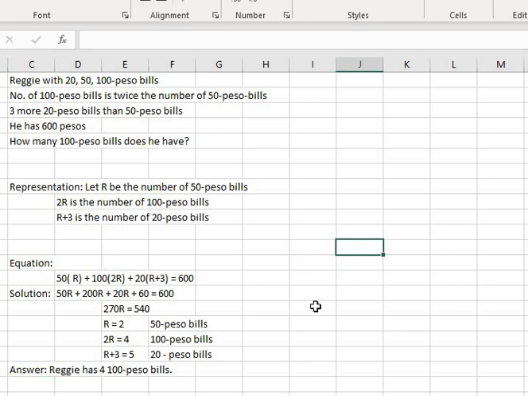Okay. So checking our answer, we see that 2 times 50 is 100, 4 times 100 is 400, and 5 times 20 is 100, and so 100 plus 400 plus 100 gives us 600 pesos, which is the total amount of money that Reggie has.